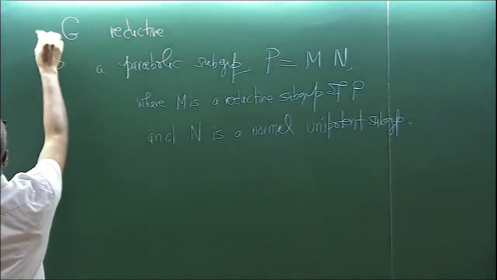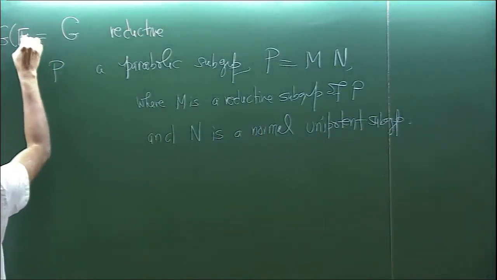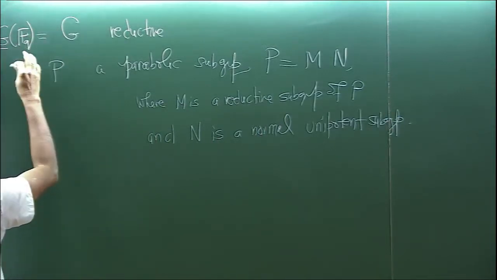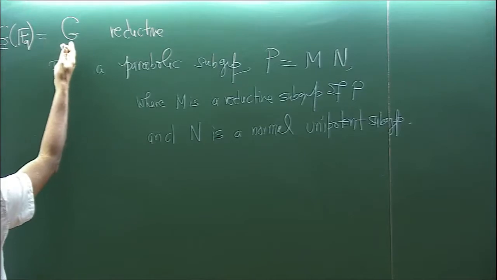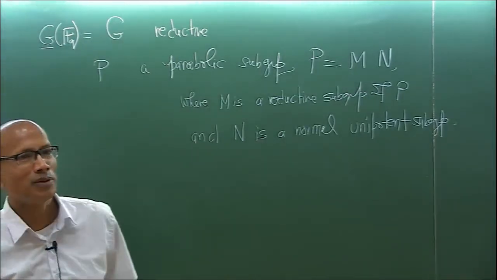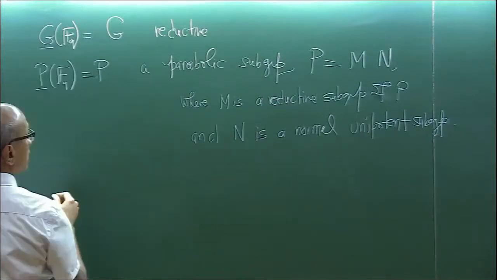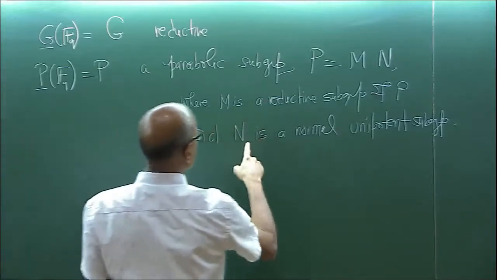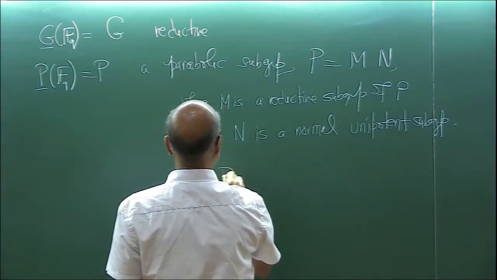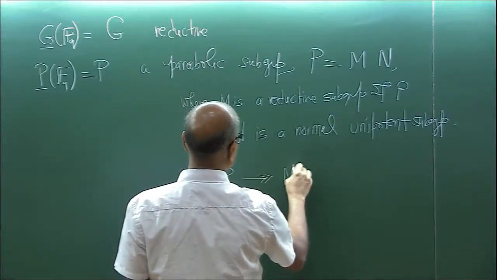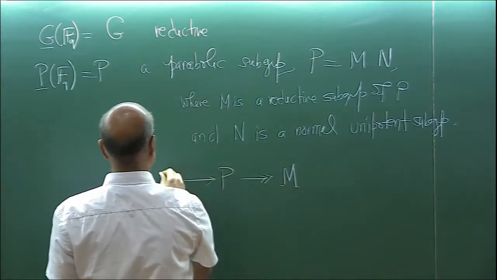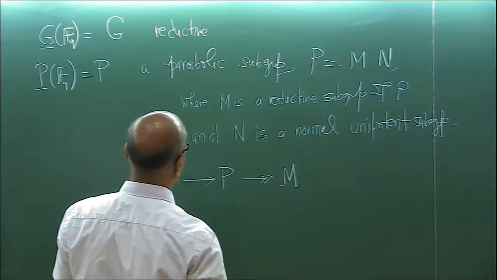All these things are G(F_q), but once in a while I will emphasize F_q, but sometimes I will not, just to shorten the notation. But there is always a finite field under consideration, and this P is P(F_q), and so on. And the fact that N is a normal subgroup means that there is a mapping from P to M whose kernel is N.